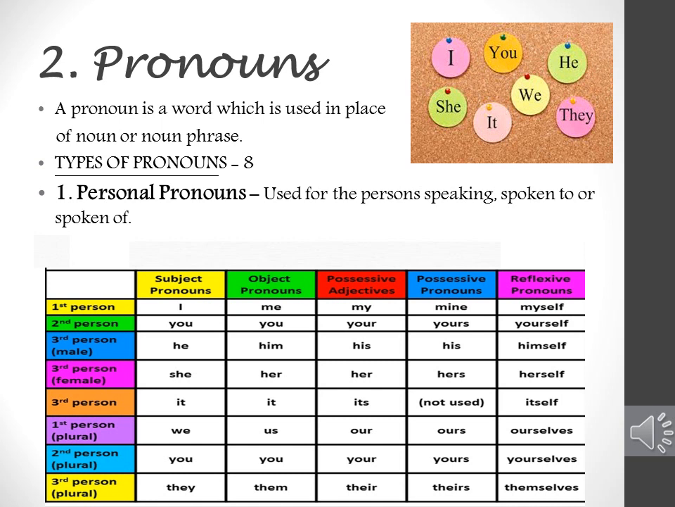Similarly, these persons can also be used in the place of objects like me, you, him, her, it, us, you, them. And these personal pronouns can be used in the possessive cases like my, your, his, her, its, our, your, their. And similarly, there are reflexive forms like myself, yourself, himself, herself, itself, ourselves, yourselves, and themselves. These are all personal pronouns.